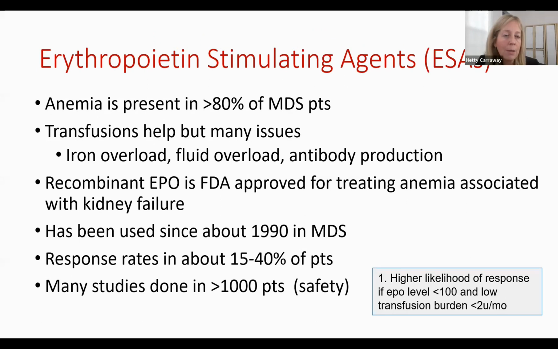Other modalities really target the fact that patients struggle with anemia and the resulting symptoms that result from anemia in the majority of our patients with MDS. Transfusions can help, but are limited to some degree because of iron overload, fluid overload, and even the production of antibodies. Recombinant EPO is FDA approved for treating anemia associated with kidney failure, and ESAs have been used since about the 1990s in patients with MDS. The response rates with regard to ESA-based therapy range between 15 to 40%, and many studies have been done using these agents, so they're safe. We do have specific tools that we can use to identify those patients that are more likely to respond to ESA-based therapy. And more often than not, those patients that have a low EPO level and a low transfusion burden are more likely to respond to ESA-based therapy.